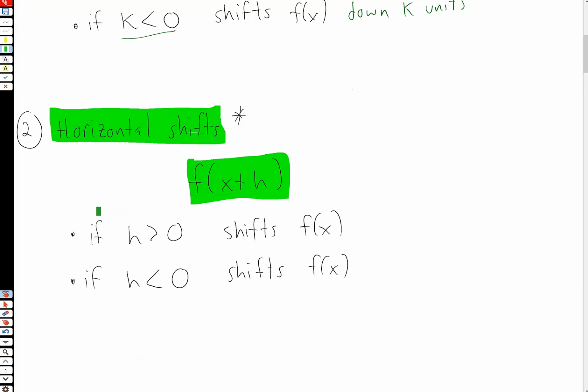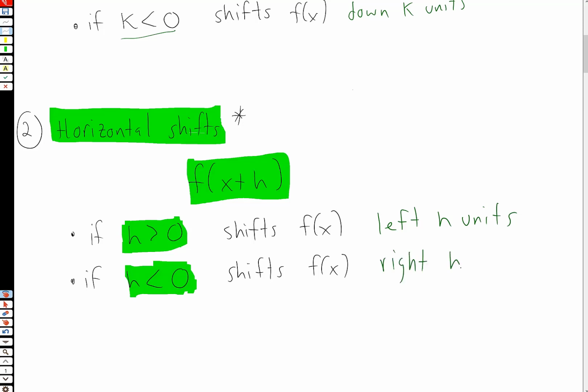Now, if h is greater than 0, and this is where you want to be very, very careful, it does the opposite of what you may think it should do. With h greater than 0, this is going to shift f of x to the left h units. Whereas if h is less than 0, a negative number, then it shifts our graph to the right h units. Again, let's go ahead and see this in action.